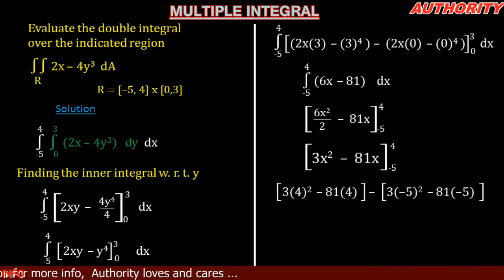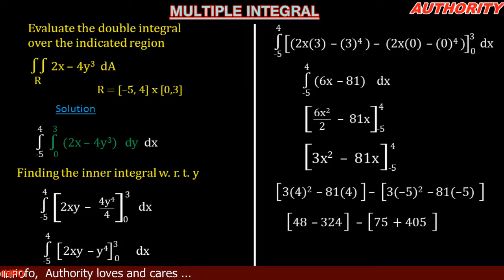So we're going to have 3 open bracket 4 raised to power 2 minus 81 open bracket 4. This is the upper boundary. Then minus open bracket, we have 3 open bracket minus 5 close bracket squared minus 81 open bracket minus 5. So here 4 raised to power 2 is going to give us 16. 16 times 3 is going to give us 48, minus 81 times 4 is going to give us 324. So here we have 48 minus 324 in bracket.